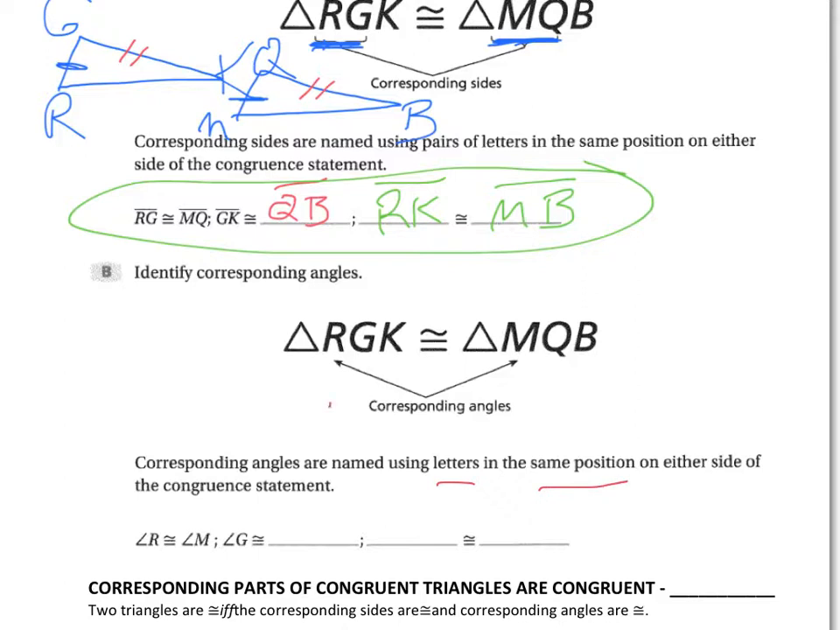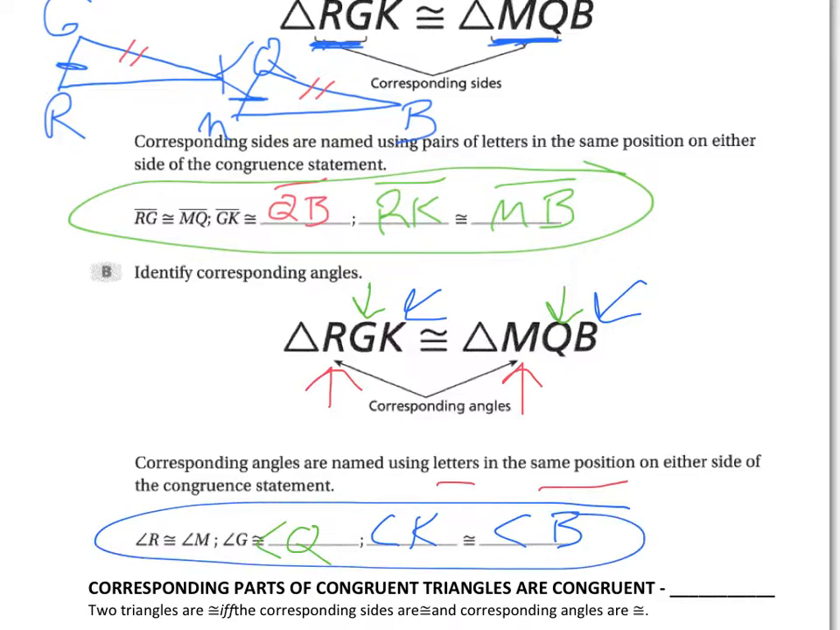For instance, R, the first letter, is congruent to the angle in the first letter position, M. Likewise, G is congruent to Q, the second letter, so we would have angle Q there. And the third one would be angle K is congruent to angle B. And there are 6 more congruent statements.